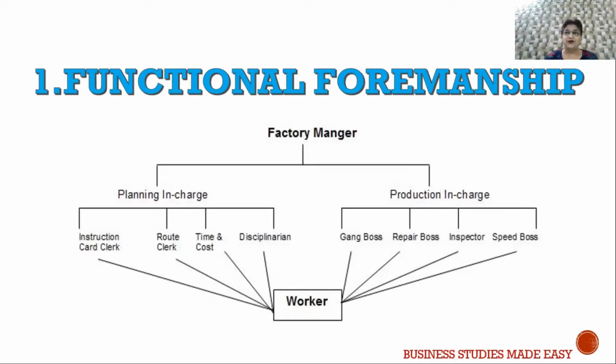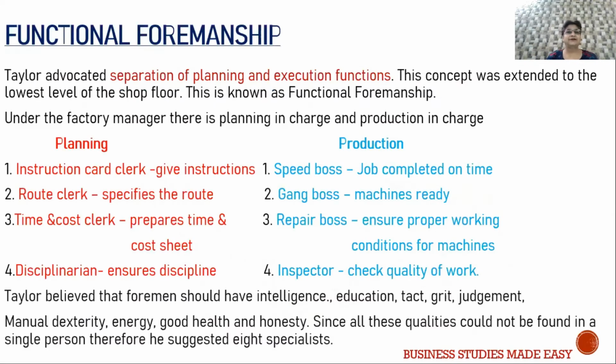And each worker should have 8 bosses, 4 from the planning department and 4 from the production department. In the planning department, we have instruction card clerk, route clerk, time and cost clerk, and disciplinarian. And in the production department, we have the gang boss, repair boss, inspector, and the speed boss. So let's study them one by one. First of all, he wanted to separate planning and execution.